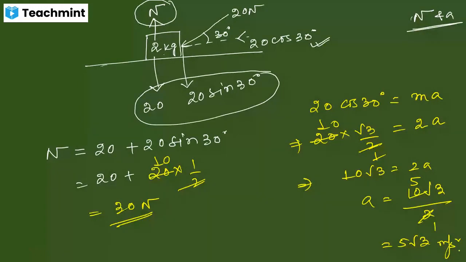We are applying a push force. I have just broken the components. It has a horizontal component of 20 cos 30. For the acceleration of that particular object, 20 cos 30 is responsible.